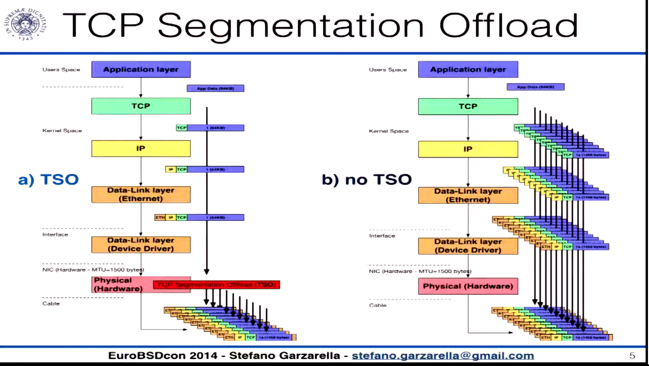MTU. The TCP, IP and Ethernet headers in this way are created only once. And this provides an advantage because the computational cost is almost independent of the payload length, but depends strongly on the number of crossings. Instead, on the right, we can see the behavior when the TSO is not present. In this case, the TCP layer segments the data, and each packet must cross all levels of the network stack.